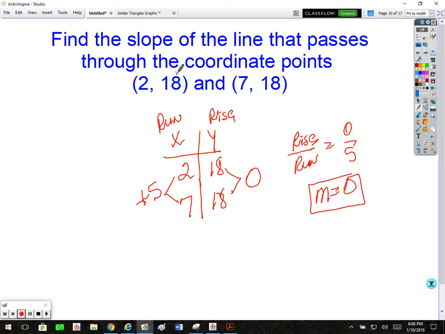Now another giveaway, if you look right here, if you'll notice, both of your y values are the same number. Okay, so that tells you if you were to just kind of freehand graph this, 2, 18 would be here, 7, 18 would be here. It would be a flat line, which would give you that zero slope. So you can kind of sometimes look at the ordered pairs, and sometimes it will help you out. It will actually give it away to you. Okay, all right. Let's look at the next one.